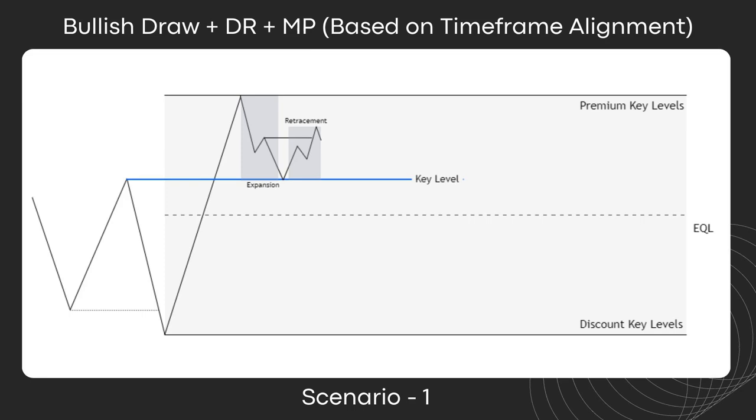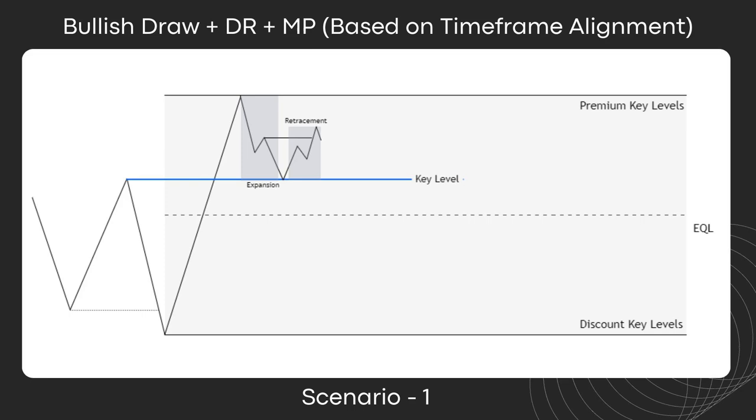Now dividing this whole range into two halves gives us a discount and a premium. There are different key levels inside of this whole range, both in the discount and the premium, and these key levels inside both regions will be classified accordingly. Now remember what I told you before about market profiles and dealing ranges.